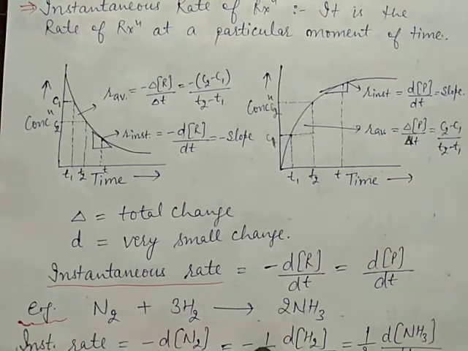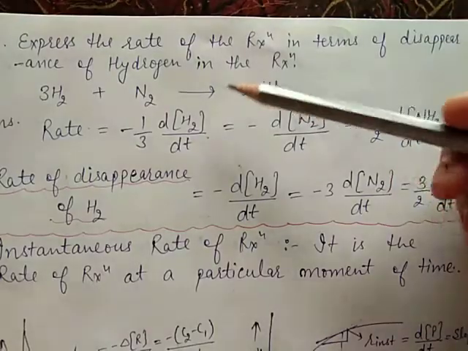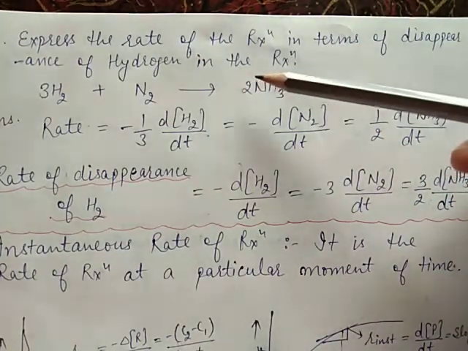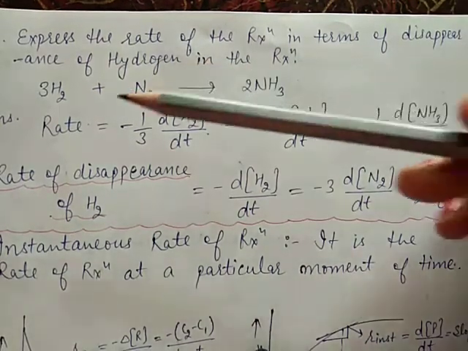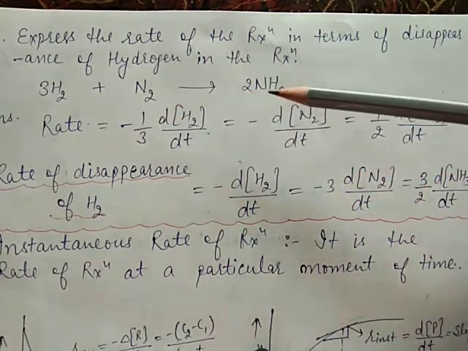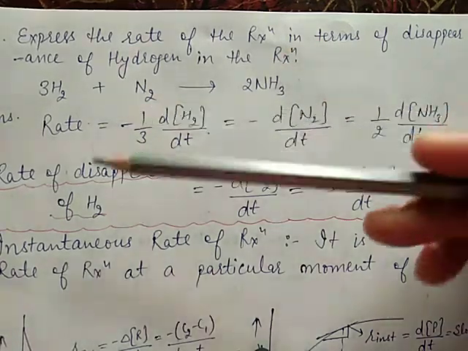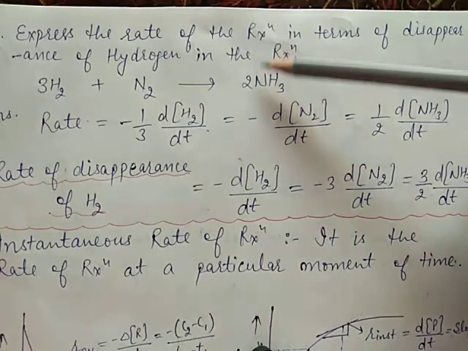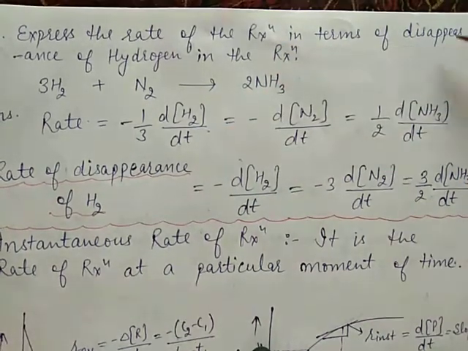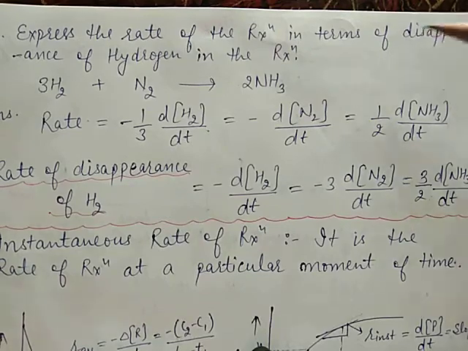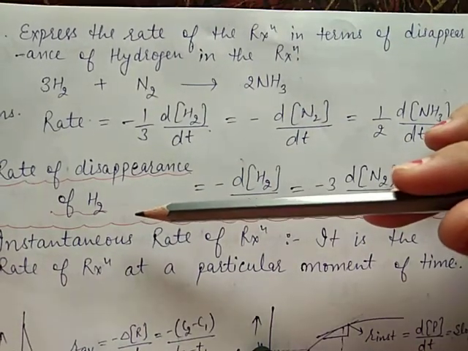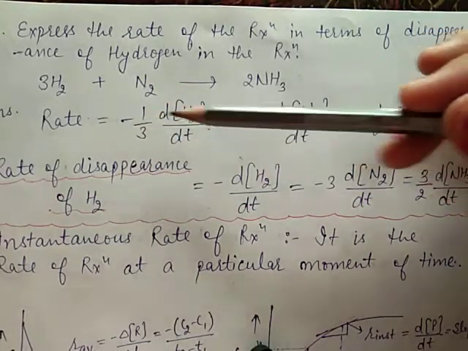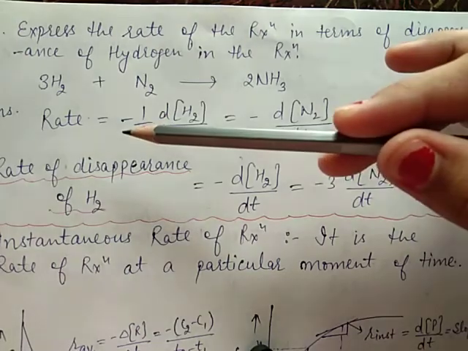Now the next question is, express the rate of reaction in terms of disappearance of hydrogen in the reaction 3H2 plus N2 gives 2NH3. Now the answer is, here this is the rate of reaction, and after that we have to find out the rate of disappearance of hydrogen only. So this reaction is given. First of all, we write down the rate of reaction. This is the average rate.